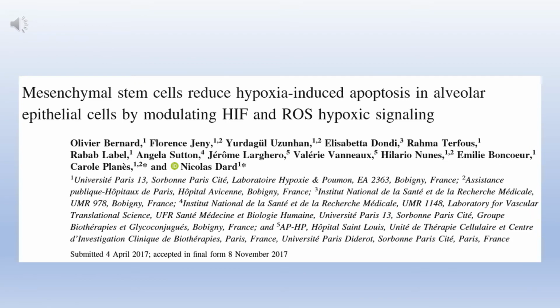This brings us to the paper titled Mesenchymal Stem Cells Reduce Hypoxia-Induced Apoptosis in Alveolar Epithelial Cells by Modulating HIF and ROS Hypoxic Signaling by Olivier Bernard et al., published in American Journal of Physiology in November of 2017. In this paper, they are looking to determine if human mesenchymal stem cells have the potential to prevent apoptosis of alveolar epithelial cells undergoing hypoxic stress.